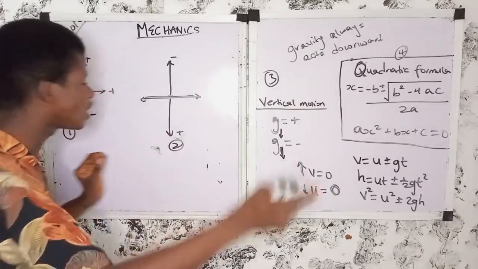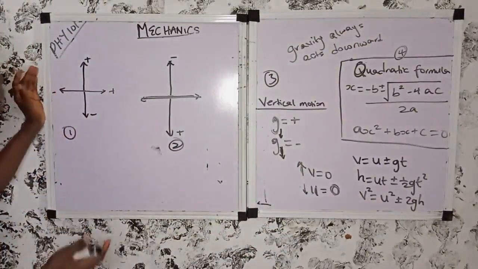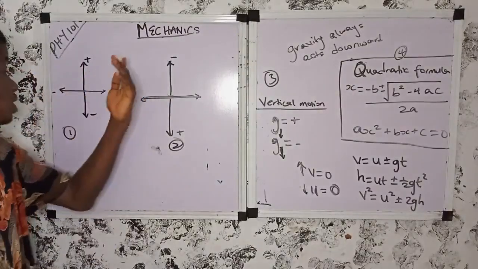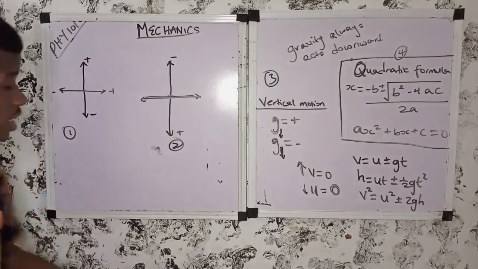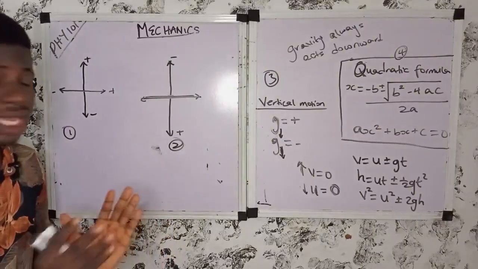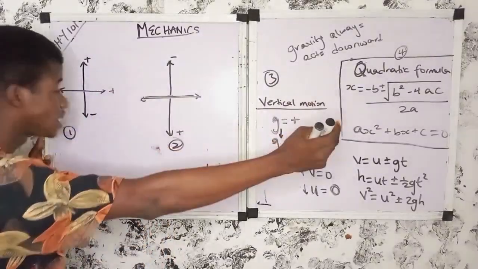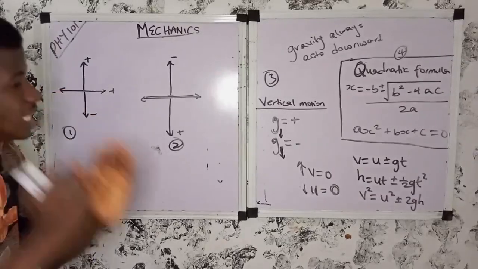If you remember in our previous class in vector, I told you that moving upward is positive. Remember, north, which is up, is positive. South, which is downward, is negative. Going to the east is positive, going to the west is negative.